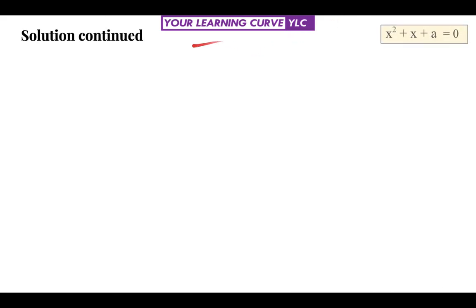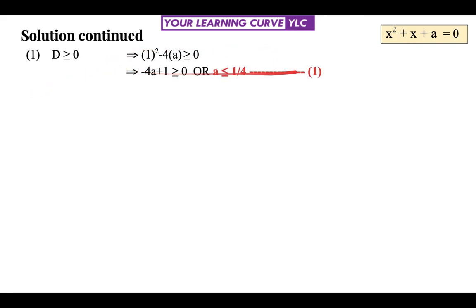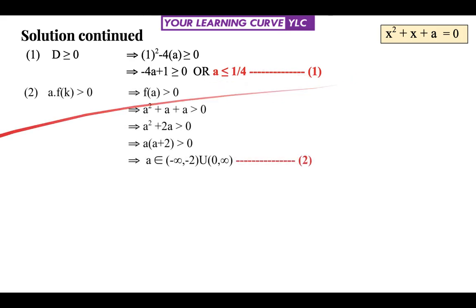So let's see the solution. Quadratic is x square plus x plus a. Discriminant is greater than or equal to 0, b square 1 minus 4a. So minus 4a plus 1 is greater than or equal to 0, or a is less than or equal to 1 by 4. First inequality. Second, a f(k) is greater than 0, a is 1, so f of k is what? We put value of a in place of x, we get a square plus a, that is a square plus a, that is a square plus 2a. A taken common, a into a plus 2 is greater than 0.